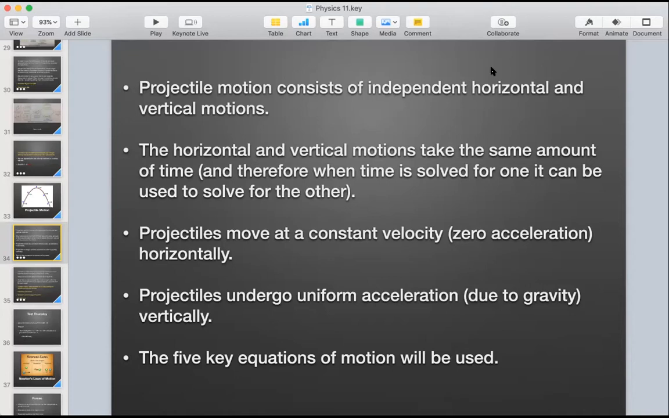Okay, so like I said, all this stuff was said when I showed you that diagram. They're two separate worlds, independent horizontal and vertical motions.